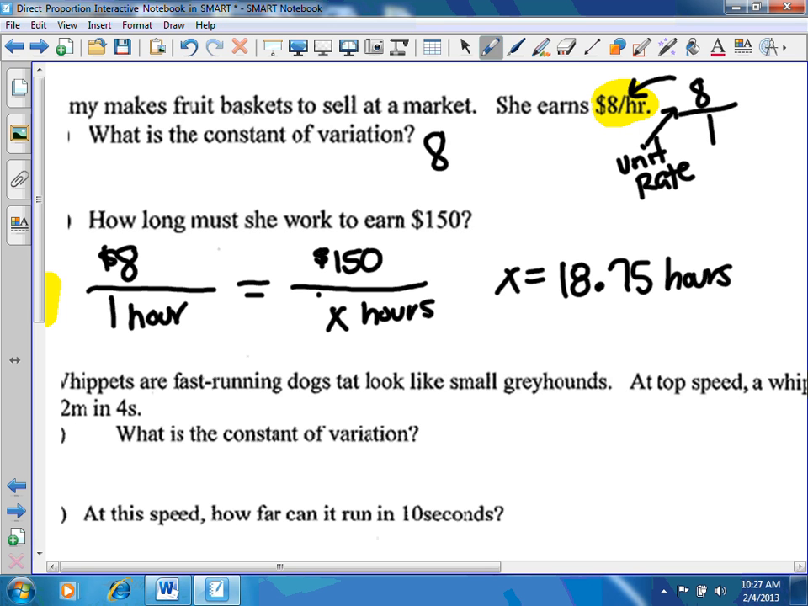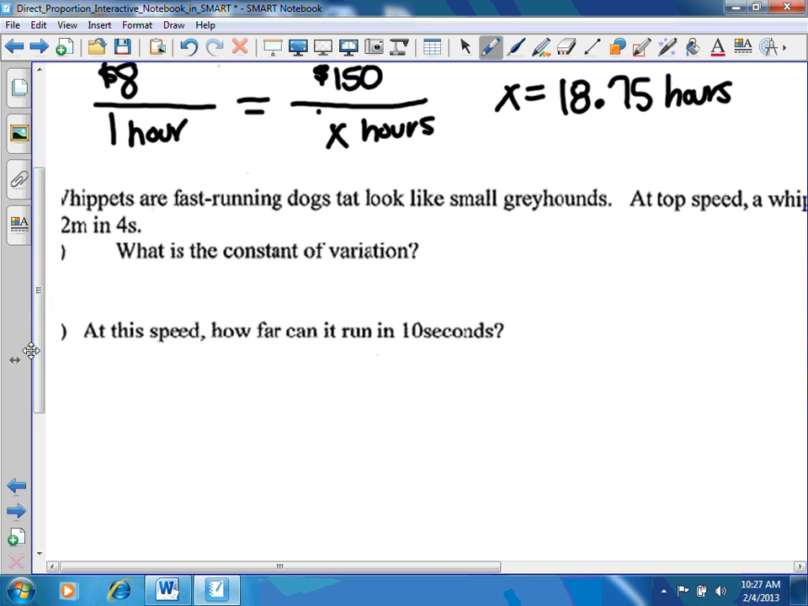Alright, next, whippets. You see that little dog that you have there? That's a whippet. It's a little small greyhound. Whippets are fast-running dogs that look like small greyhounds. At top speed, a whippet can run 62 meters in 4 seconds. Is this a unit rate? How would I highlight it? How would I write this as a fraction?